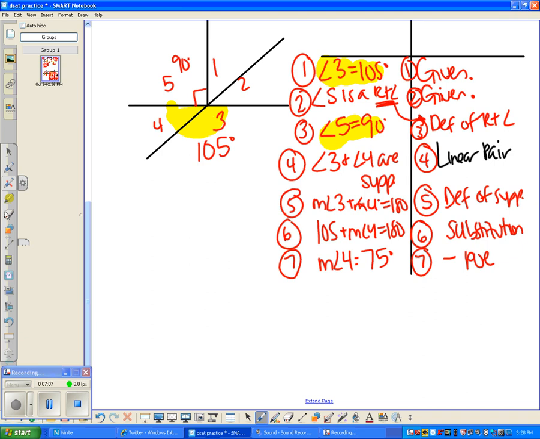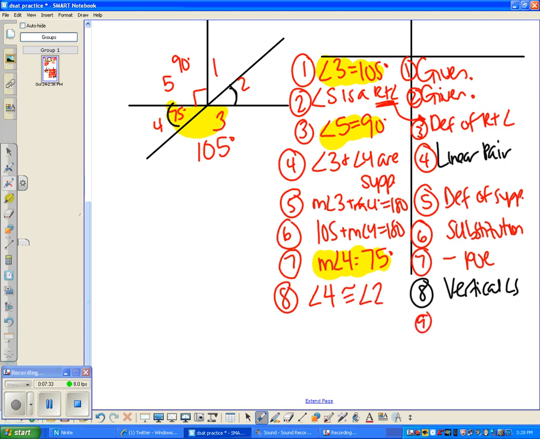Okay, so now I have another angle down. Sweet. All right, so this one we said was 75 degrees. The next thing I could look at in my picture is vertical angles, right? You guys know how much I love vertical angles. So I'm going to use vertical angles, and vertical angles says that angles are congruent. So I would have to say angle 4 is congruent to angle 2. And then I have equal signs everywhere else. I want to change this to an equal sign.